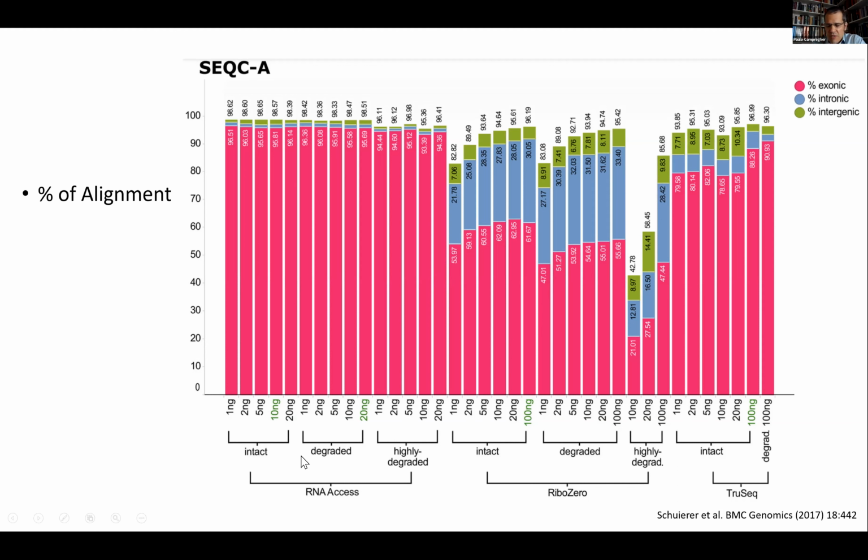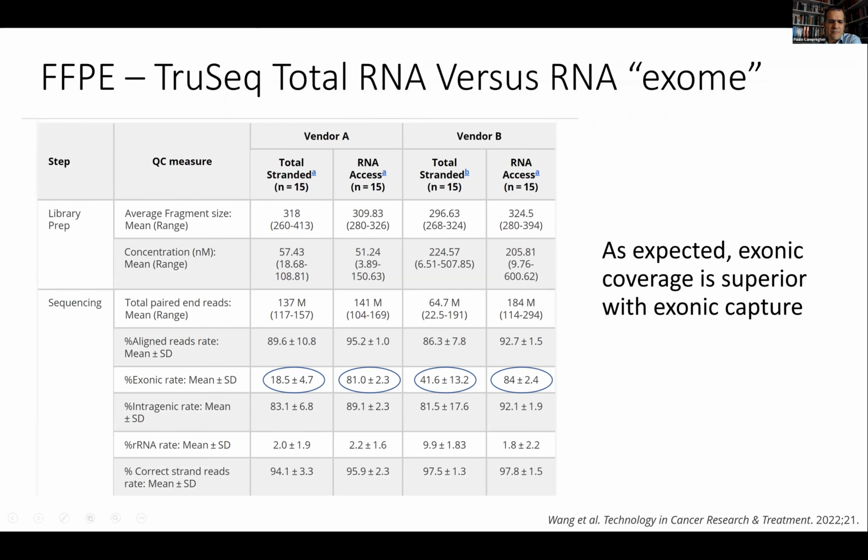So that's why most people in the field are moving to this approach when studying cancer, right? So you capture all exons you're interested in instead of trying to get rid of ribosomal RNA or enriching in poly-A sequences. And there's another study that compared the same RNA access approach with, in this case, total RNA. And again, as expected, the amount of exonic sequences was hugely increased in this approach, right?